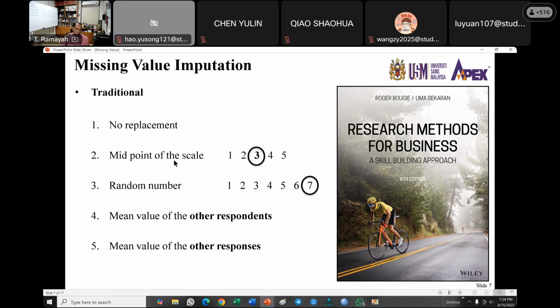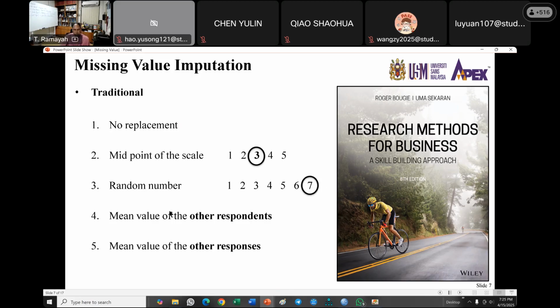One of them is called midpoint of the scale. We have a scale 1, 2, 3, 4, 5. The midpoint is 3. All missing values we will replace with the number 3. Number 3 strategy is we use a random number. We have 7 answers in the questionnaire, and we write 7 numbers, put them into a box, and pull out 1 number. We get number 7. So we will replace all the missing values with number 7.